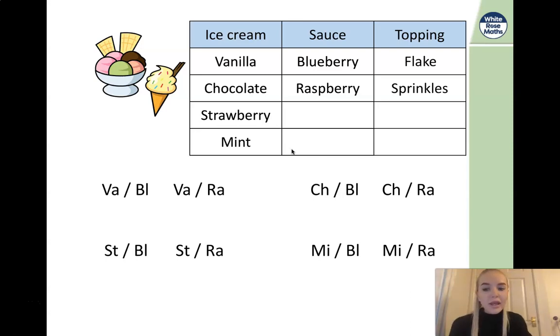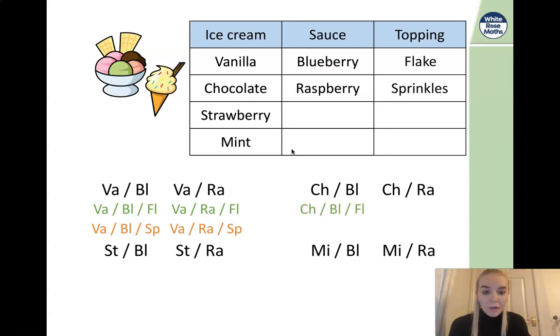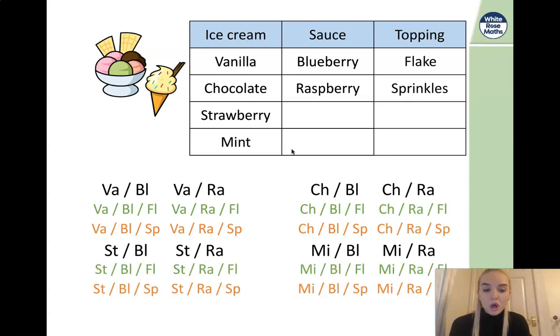Okay, so we could now have vanilla, blueberry and a flake, and vanilla, blueberry and sprinkles. So we can make 2 more combinations with our vanilla. We could have vanilla, raspberry and a flake, and vanilla, raspberry and sprinkles. We could then have chocolate, blueberry and a flake, and chocolate, blueberry and sprinkles. Chocolate, raspberry and a flake, and chocolate, raspberry and sprinkles, and so on. So we've made 2 for each of our flavours with our sauce combinations.